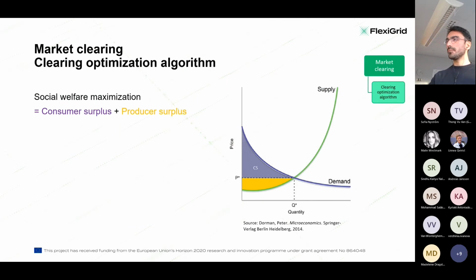Yeah, market clearing. I will not show any formulation here because it might get unnecessarily confusing or complex. But the clearing algorithm is a social welfare maximization. From economic theory, social welfare is the area between the supply and demand curve, and we want to maximize it. So that's basically the algorithm you're using.